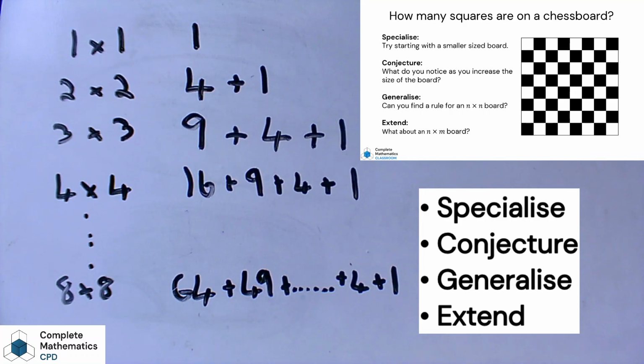Then we can extend as well, of course. At the moment we've just been looking at squares, but what if we start looking at rectangular boards, an n by m board for example. Now I've run out of time on this video, so that's one for you to have a look at, but it's just a really nice problem to highlight the 4 steps: specialise, conjecture, generalise and extending.